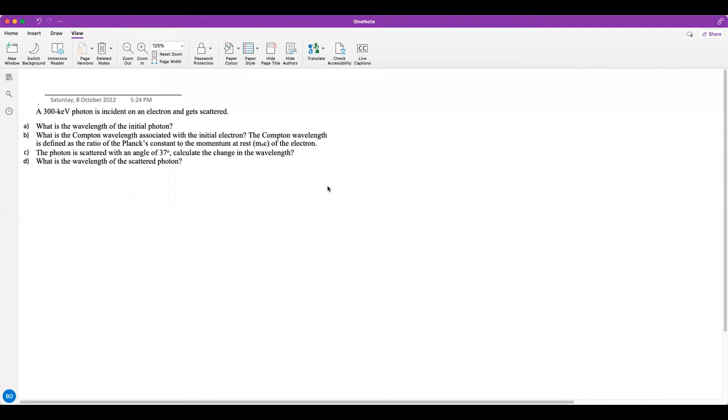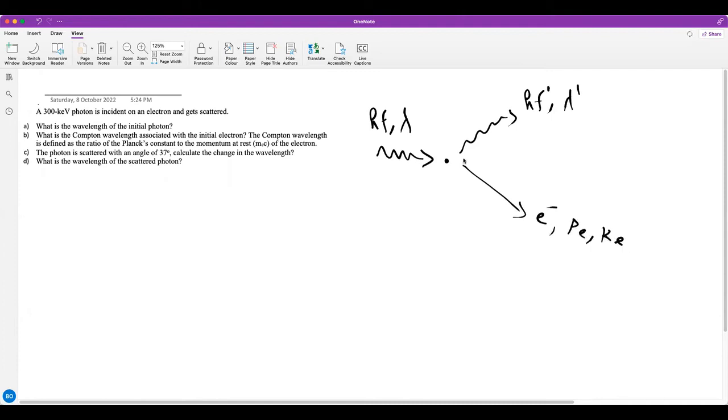So the second problem: we have a 300 keV photon that is incident on an electron and gets scattered. Of course, here we have a clear Compton scattering. So we have a photon that is scattered off an electron. Here I will call it hf, with wavelength lambda, and the scattered one will have hf prime and lambda prime. The electron will be scattered with momentum and kinetic energy, and the recoil angle of the electron is phi, and the scattering angle of the photon is theta.